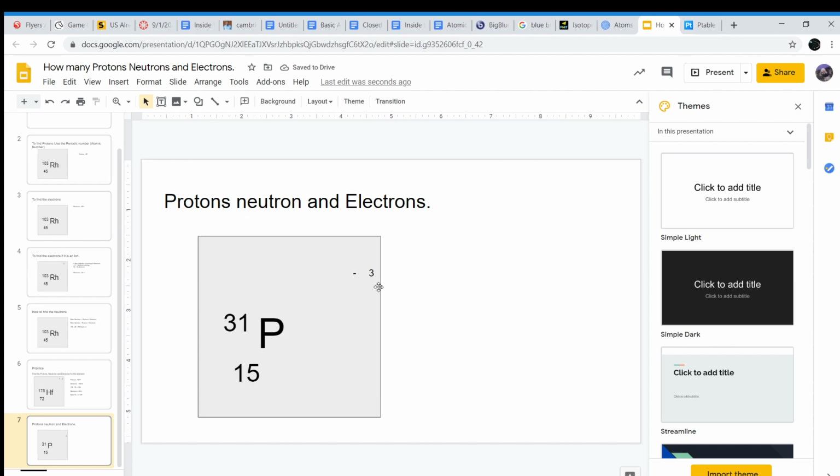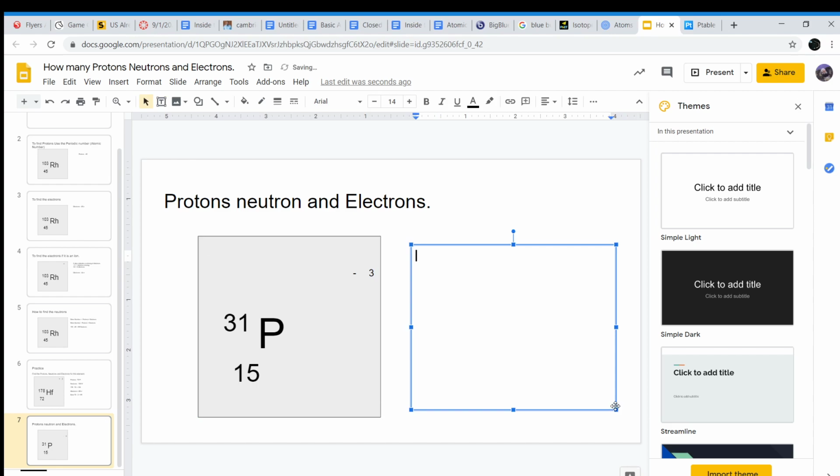Alright, and we'll go ahead and start with our protons. Proton should be fairly easy. That's always going to be our periodic number. Then we're going to go ahead and do our neutrons. And in this case, our neutrons, we're going to do it the same way. We have 31 for our mass number minus 15, which will give us 16.